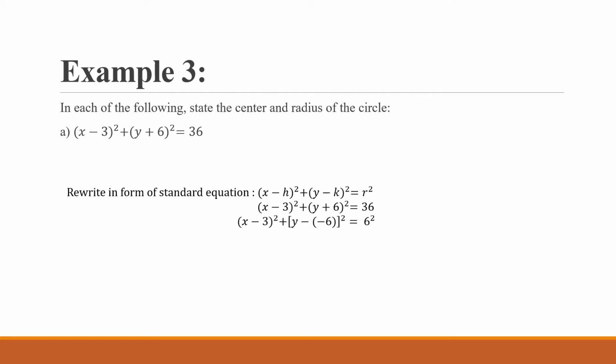So we will have (x - 3)² + (y - (-6))² = 6². Therefore, we know that h is 3, k is negative 6, and r is 6. The final answer is the center is (3, -6) and the radius is 6.